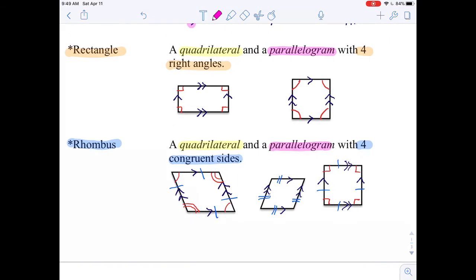Rectangle is another quadrilateral. It also has to be a parallelogram, which means it has to have 2 pairs of parallel sides, but it also has to have 4 right angles. So if you look at that first one, that's definitely a rectangle because I can see the parallel sides, 2 pairs of them, but I can also see that symbol for the right angles in all 4 corners.